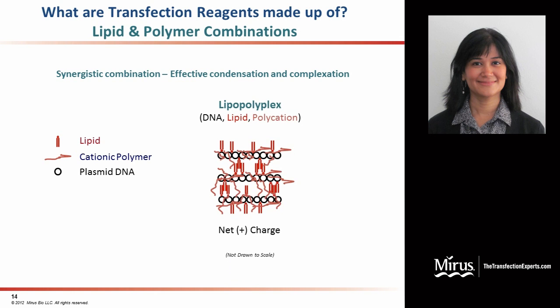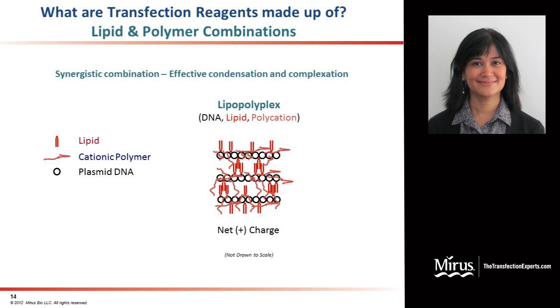Since our reagents are made up of both lipid and cationic polymers, the transfection complexes that result with the interaction of plasmid DNA are referred to as lipopolyplexes. Again, it is important for these lipopolyplexes to have a net positive charge. Throughout the years, we have seen that these lipoplexic formulations tend to be the least toxic formulation compared to all other classes of transfection formulations.